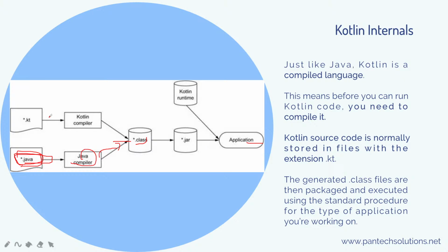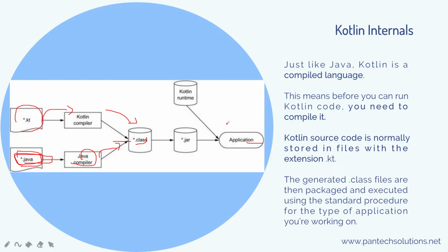Okay, here if you see the Kotlin working process, we have a .kt file, and it will be transferred to the Kotlin compiler, and then we will get a .class file and then a .jar file and application. Just like Java, Kotlin is a compiled language only, but before you can run the Kotlin code, you need to compile it.